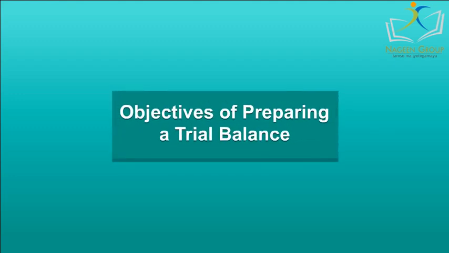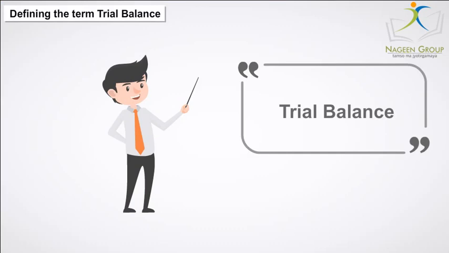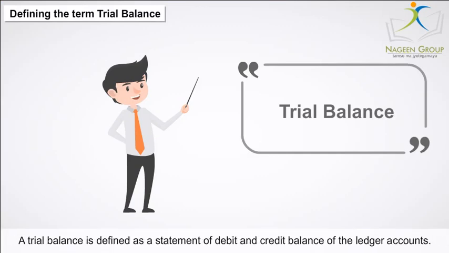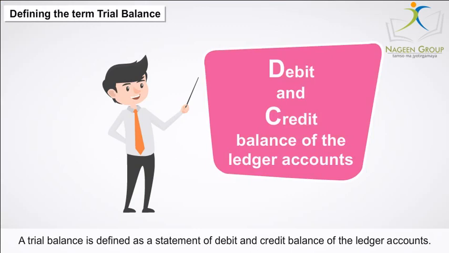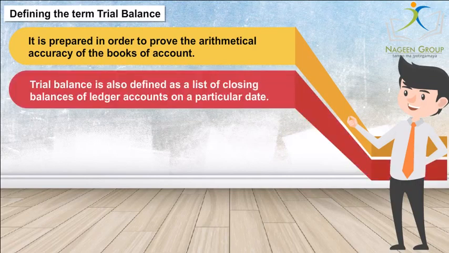Objectives of preparing a trial balance. Defining the term trial balance. A trial balance is defined as a statement of debit and credit balance of the ledger accounts. It is prepared in order to prove the arithmetical accuracy of the books of account. Trial balance is also defined as a list of closing balances of ledger accounts on a particular date.